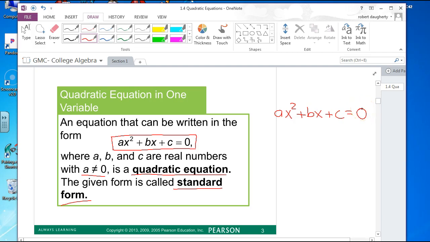The fact that we see an equal sign tells me this is an equation, and I need to be able to solve this for the variable. So when we look at something like this, our goal will be to solve for the variable, which is x. And we'll talk about different methods that we can use to make this happen.